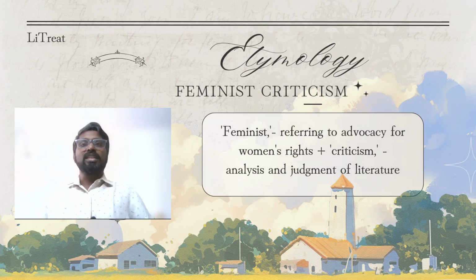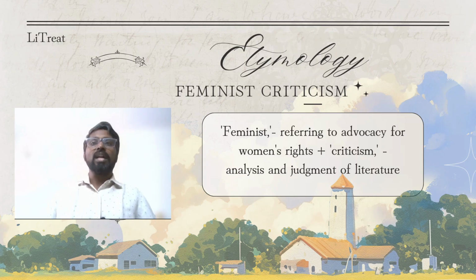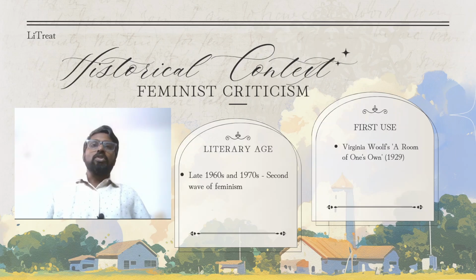Let's examine Feminist Criticism, the term. The term combines feminist, referring to advocacy for women's rights, and criticism, the analysis and judgment of literature. While proto-feminist writing exists throughout literary history, feminist criticism as a formalized approach emerged in the late 1960s and 1970s, coinciding with the second wave of feminism. It has since evolved through several phases and remains a vital critical approach today.